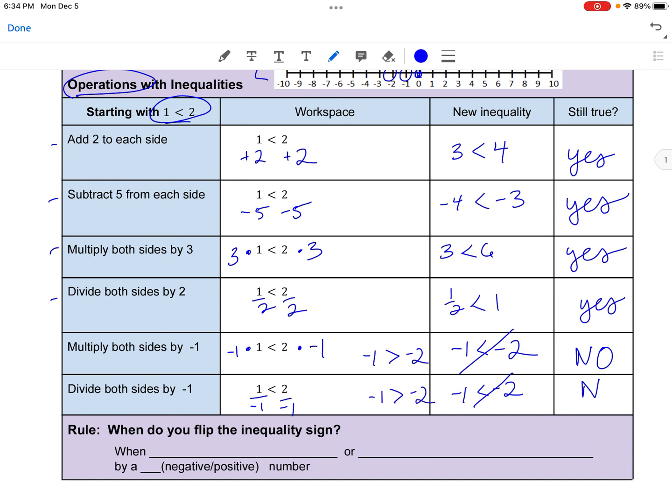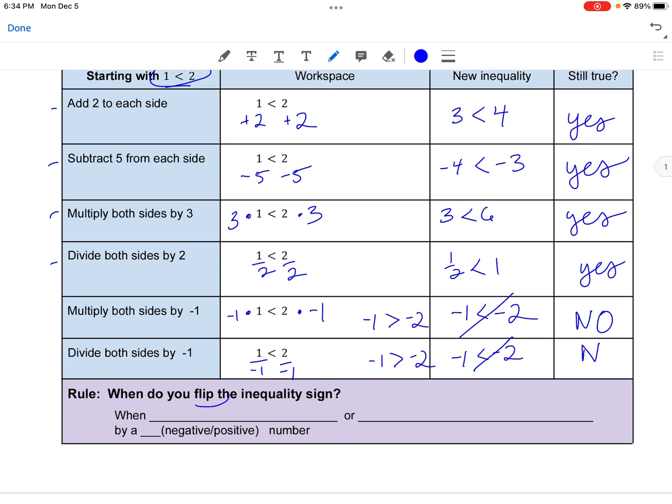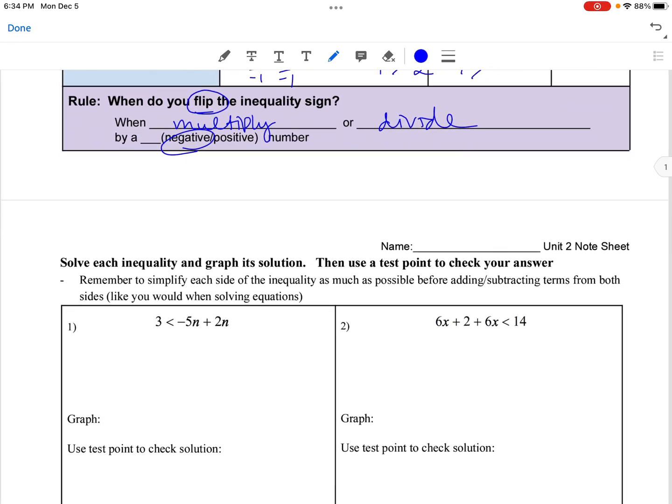So that's what we're going to need to do when we're working with inequalities. We're going to have to flip the inequality sign, change the direction of it when we either multiply or divide by a negative number. So we're going to remember that when we're doing these problems on the next slide.